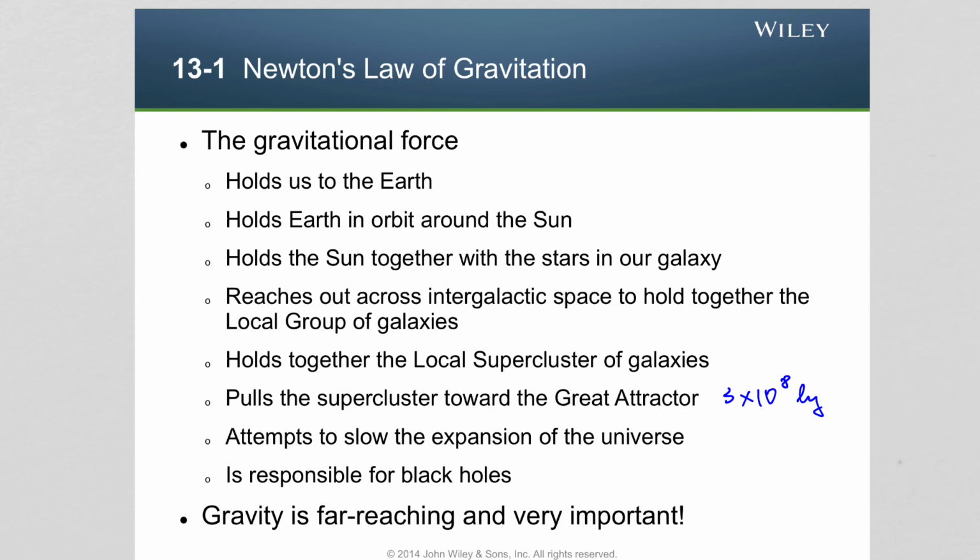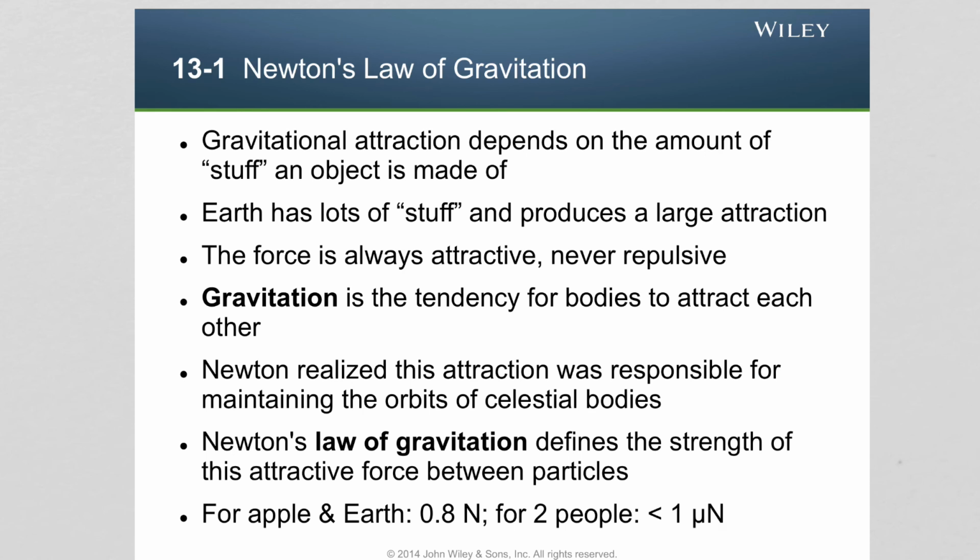Now let's look at the properties of the gravitational force. The gravitational attraction depends on the amount of stuff an object is made of. Or in other words, the gravitational force depends on the mass of an object. Earth has lots of mass and produces a large attraction. The gravitational force of Earth is pretty significant for us. The force is always attractive and never repulsive. Gravitation is the tendency for bodies to attract each other. And so Newton realized this attraction was responsible for maintaining the orbits of celestial bodies. And he was able to write his law of gravitation, defining the strength of this attractive force between particles.